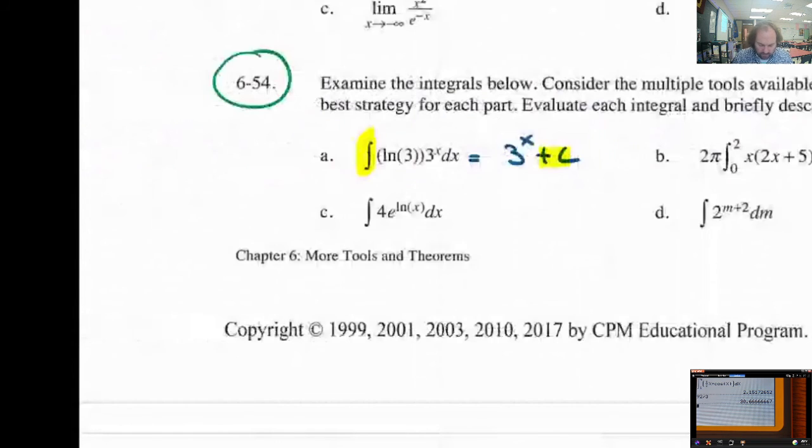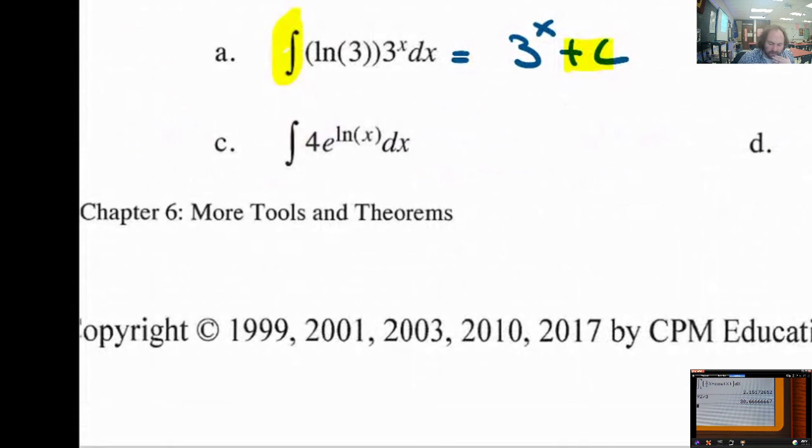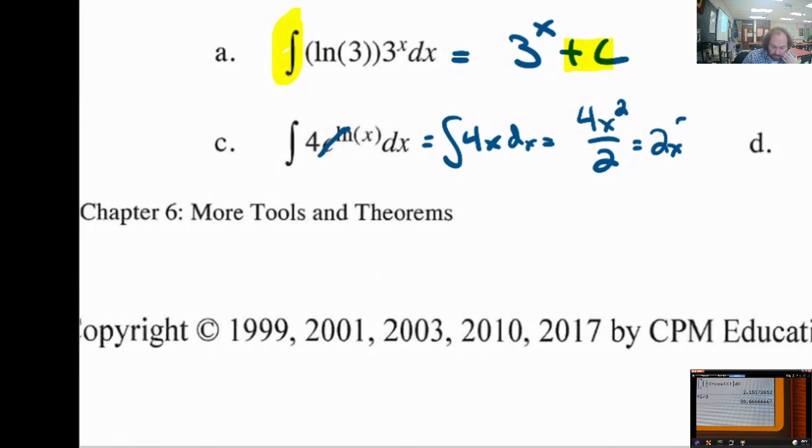Okay. Let's move on to question C. We got 4 times e to the natural log of x. Again, what you should recognize here is e to the natural log of x. That cancels out. So this is actually just the integral of 4x dx, which is really easy to do. It's got to be 4 times x squared over 2, which you can simplify to just be 2x squared. And don't forget plus c when you're all done. 2x squared plus c there.